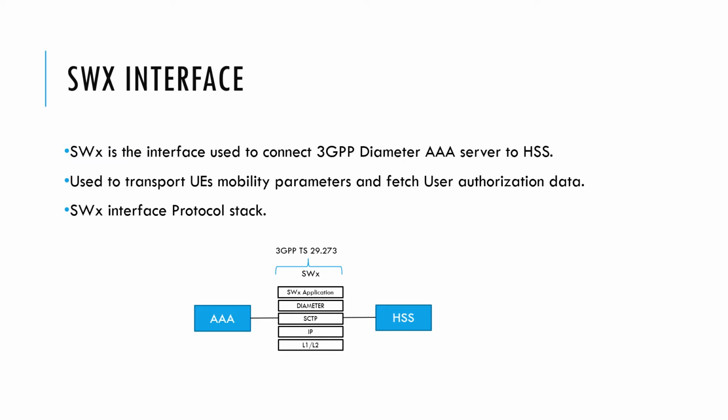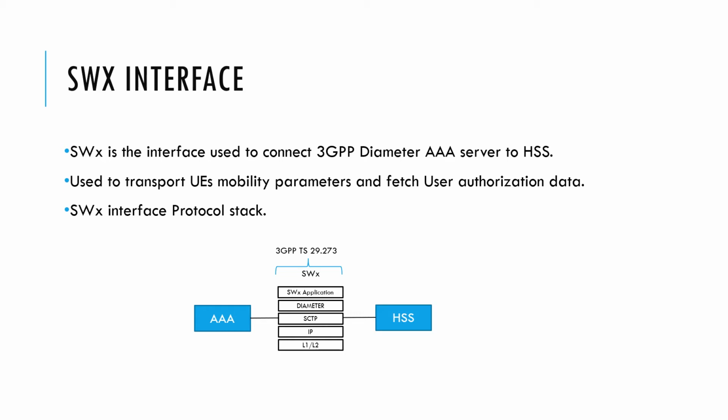As far as the protocol stack for this interface is concerned, it consists of the SWx application at the top layer, then Diameter below that, then we have SCTP at the transport layer, and then IP layer and L1 and L2. And the details of this particular SWx application can be found in the technical specification 29.273.